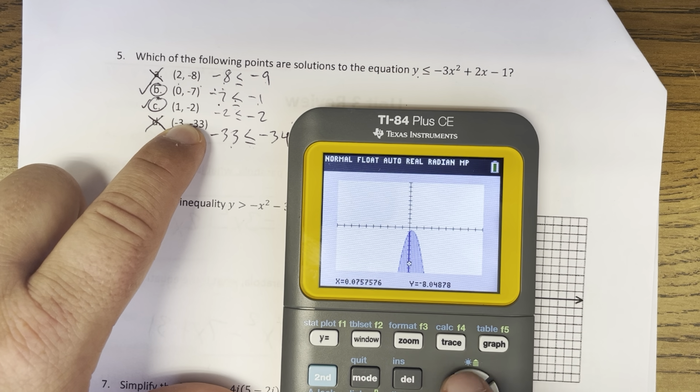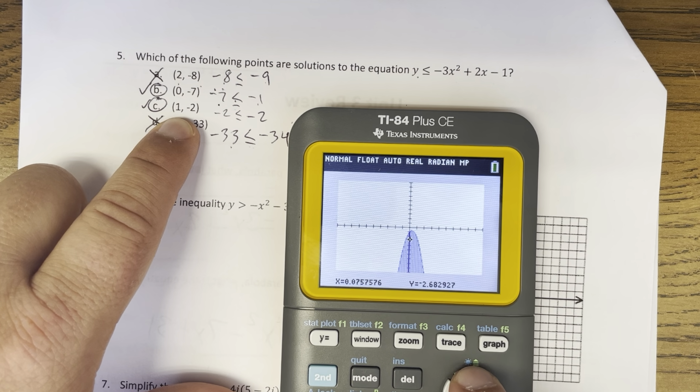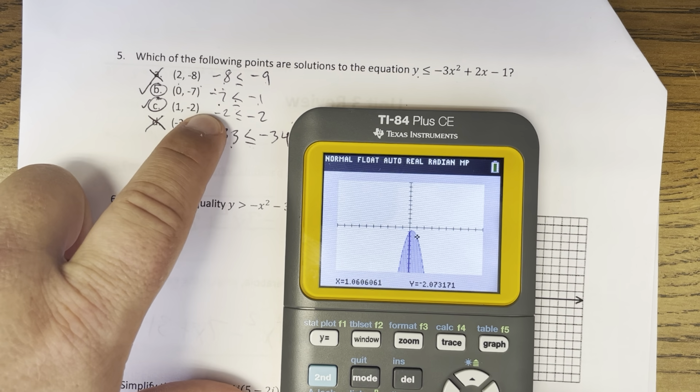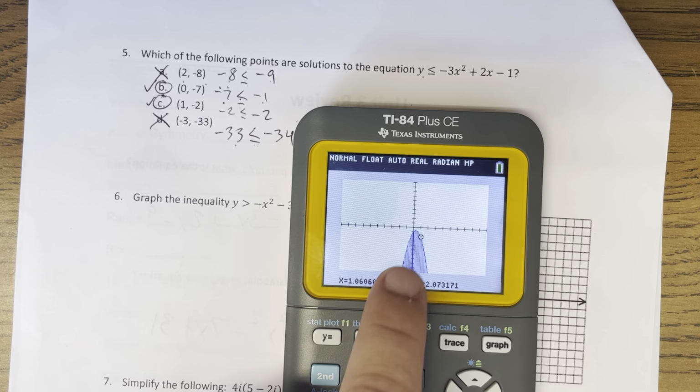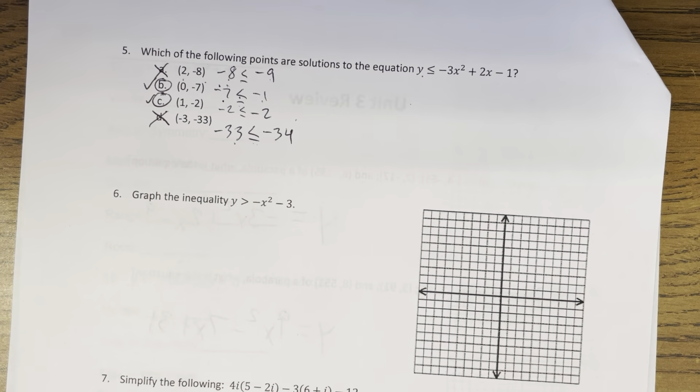So like (0, -7) is clearly inside the shaded region. (1, -2) is another one. It's pretty close, and it should be close because it's right on the line. And so algebraically you can see it for sure. Graphically you can try that way as well.